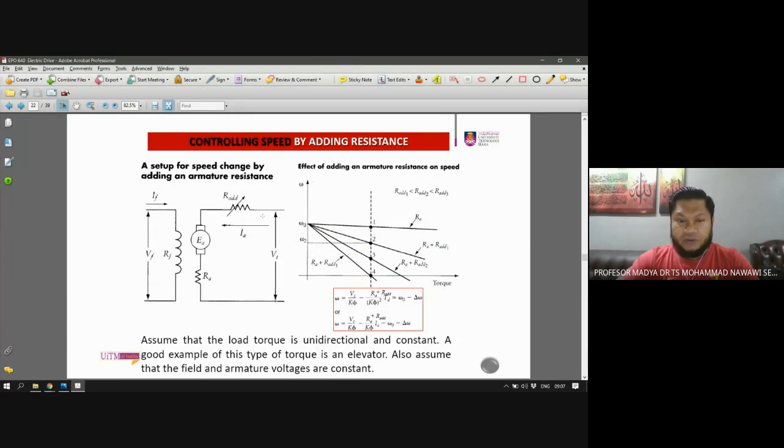When we look into adding resistance to the armature circuit, we always consider a constant torque. When you have a straight line here, parallel to the y-axis, this is when torque is constant.